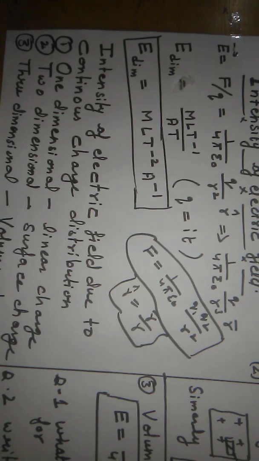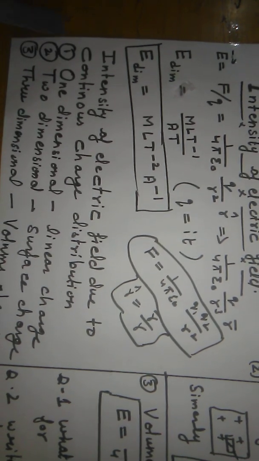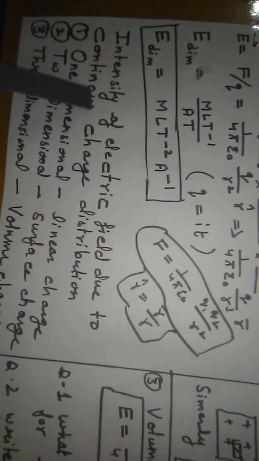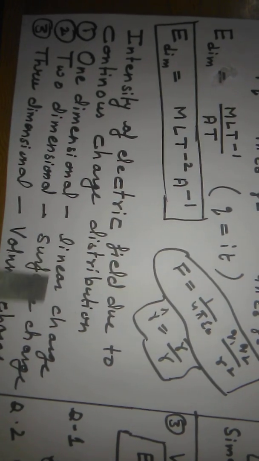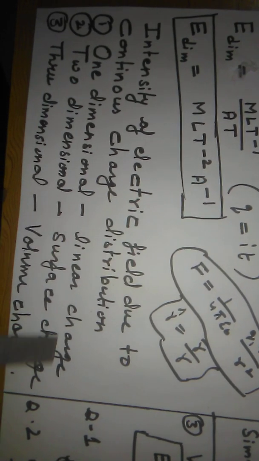After this, a few other topics related to the intensity of electric field. Now we are finding the intensity of electric field due to a continuous charge distribution, which means we have a long wire in which the charge is continuously distributed. It is of three types. Number one, one dimensional. One dimensional means linear charge, meaning we are finding the intensity on the long wire.